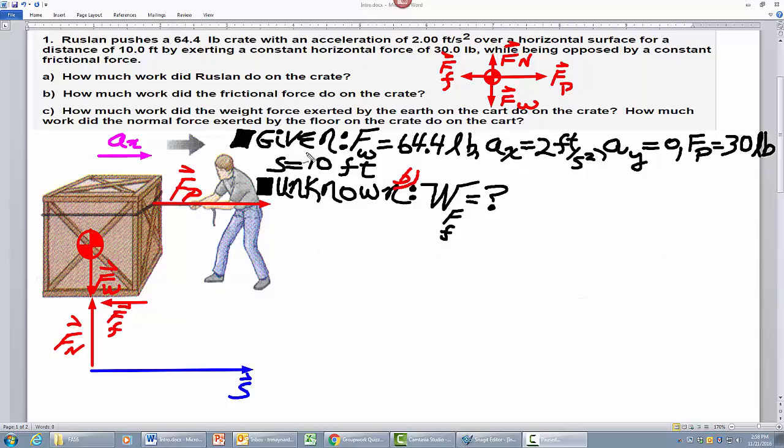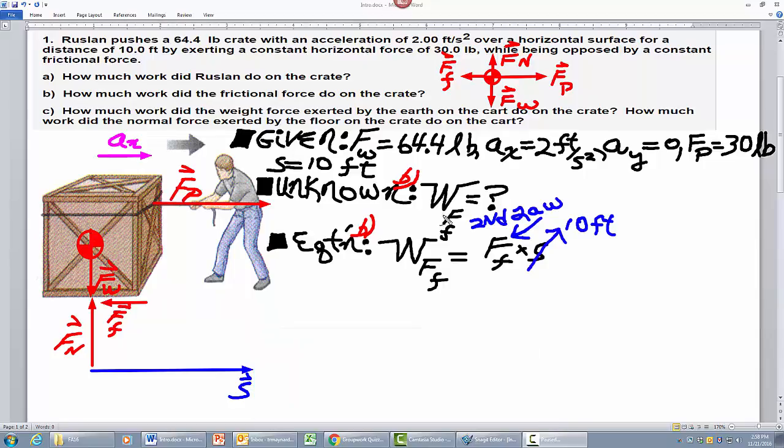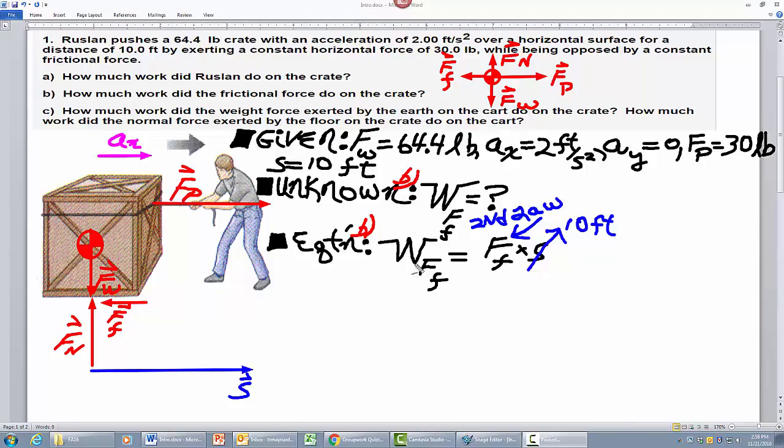The unknown for part B is how much work did the frictional force do on the crate? Since we're once again asked for work, we once again write down the equation for the work by a constant force. The work by the frictional force is the magnitude of the frictional force times the displacement. We know the displacement is 10 feet, just like it was before. We do not know the frictional force.